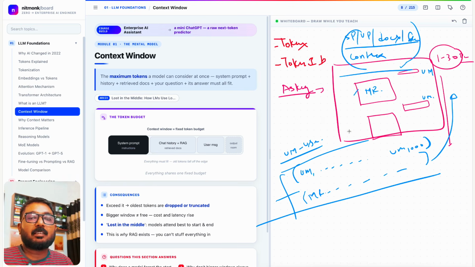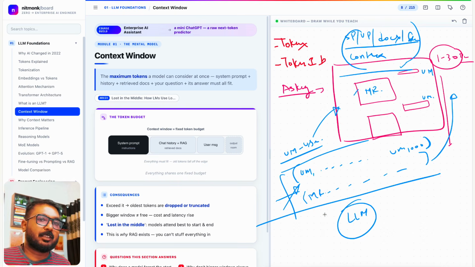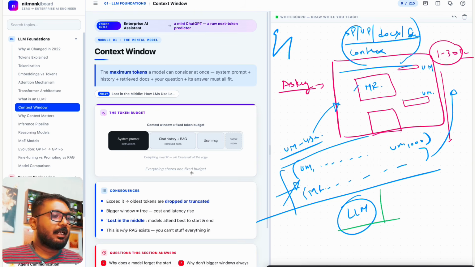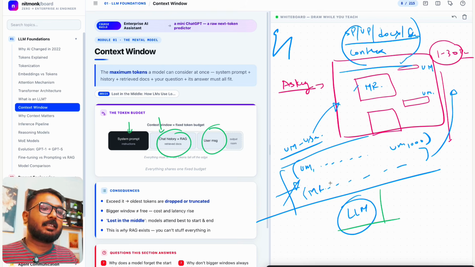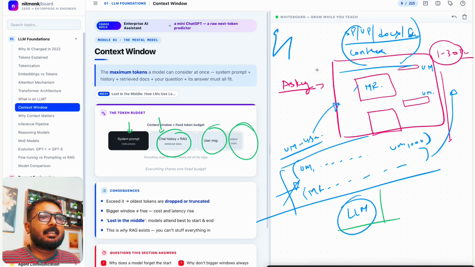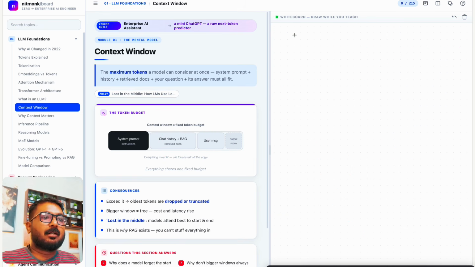The context window, what is the context? So all these things go into the LLM, and that's where it tries to connect all the dots together and tries to answer you in a more personalized way, right? Then if we talk about this again, there is a system prompt, there is a chat history and RAG, and there is a user message. So all these things go to the LLM and we get the output. That's how all these different tools work.